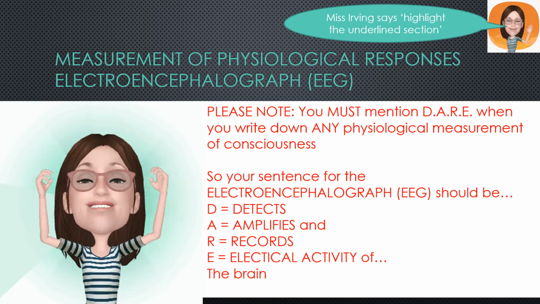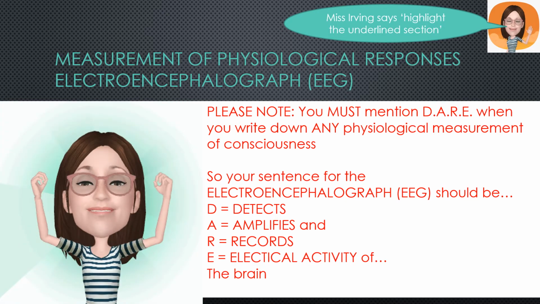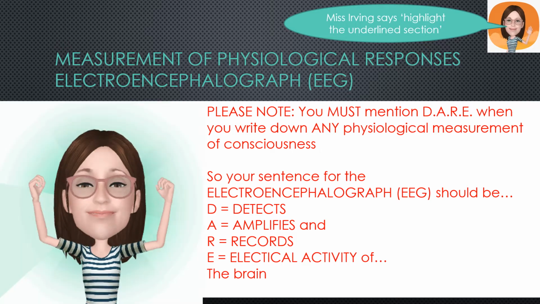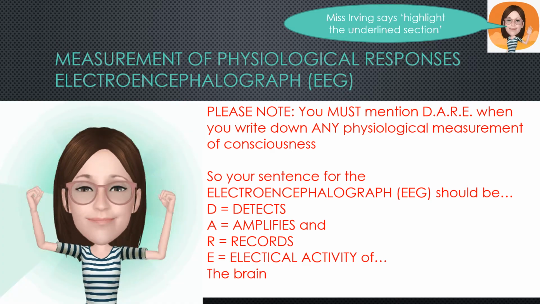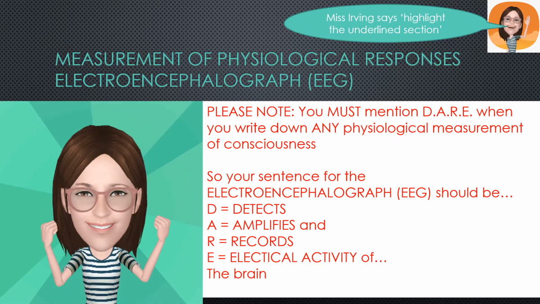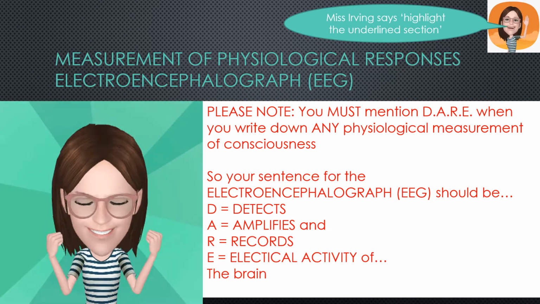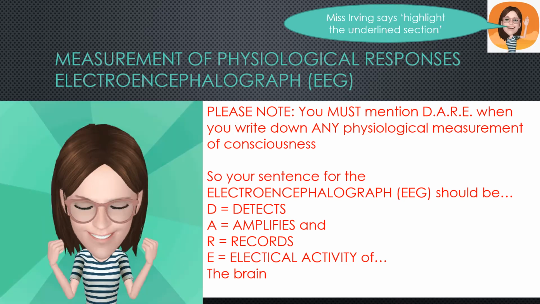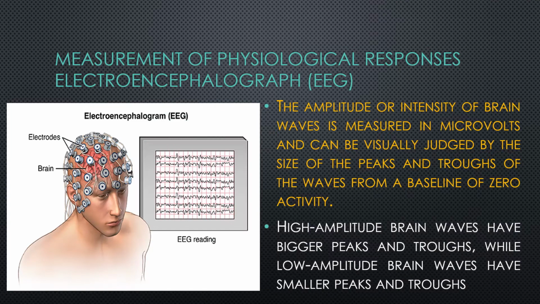So please note, you must mention DARE when you write down any physiological measurement of consciousness. So your sentence for the electroencephalograph, or the EEG, should be: detects, amplifies and records electrical activity of the brain. With the new VCAA changes, they still expect you to know the measurements of physiological responses. So you need to know DARE. Make sure you remember it.